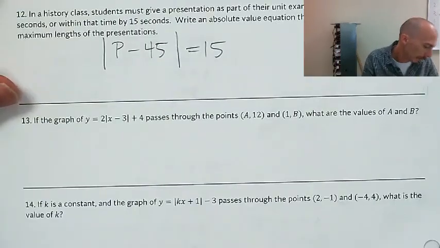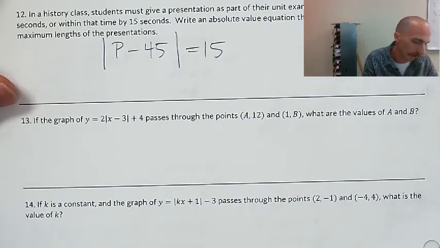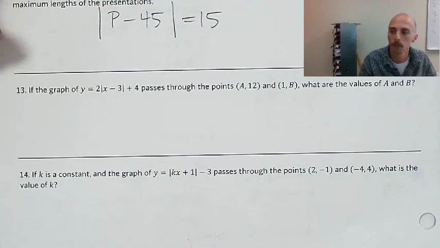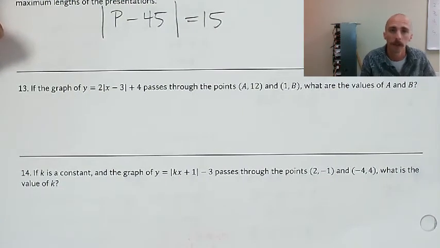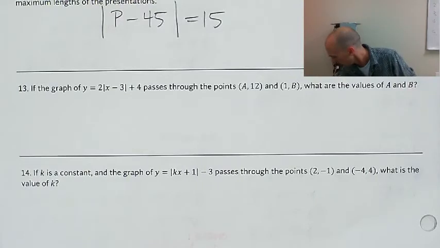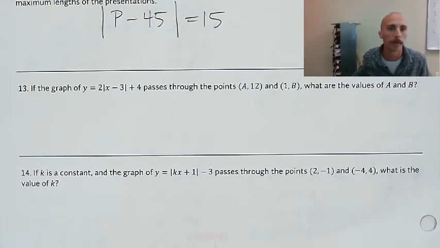Okay. If the graph of y equals 2 absolute value of x minus 3 plus 4 passes through the points (a, 12) and (1, b), what are the values of a and b? Okay, this feels like something that's going to wind down to a system of linear equations, because we're looking for the values of a and b. And what we learned in the last unit about systems of equations was that if we wanted to solve for two variables, we need two equations. So I'm going to get my two equations by plugging in the point (a, 12) into the equation, and then also plugging in the point (1, b).